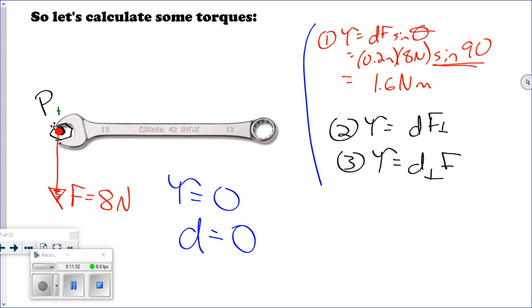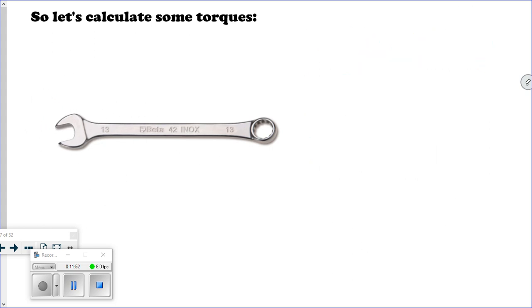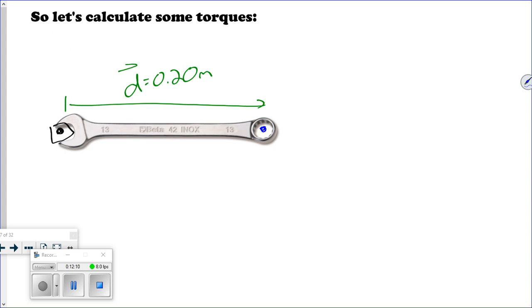All right. So all of those examples were examples where the force was perpendicular to the lever arm, or in this last case, I guess the lever arm was 0. So let's do another example where maybe that's not the case, all right? Okay, so same exact setup. Here's our wrench. Here's our lever arm. It's still 0.20 meters. All right, so this time, for some reason, I have decided that I am going to apply a force right here, but I am going to push on it this way, okay?